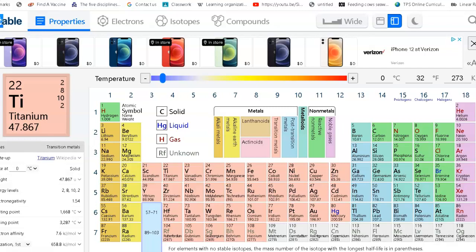Hi everyone. So what we're going to work on today is finding out what this decimal is down at the bottom of the periodic table.